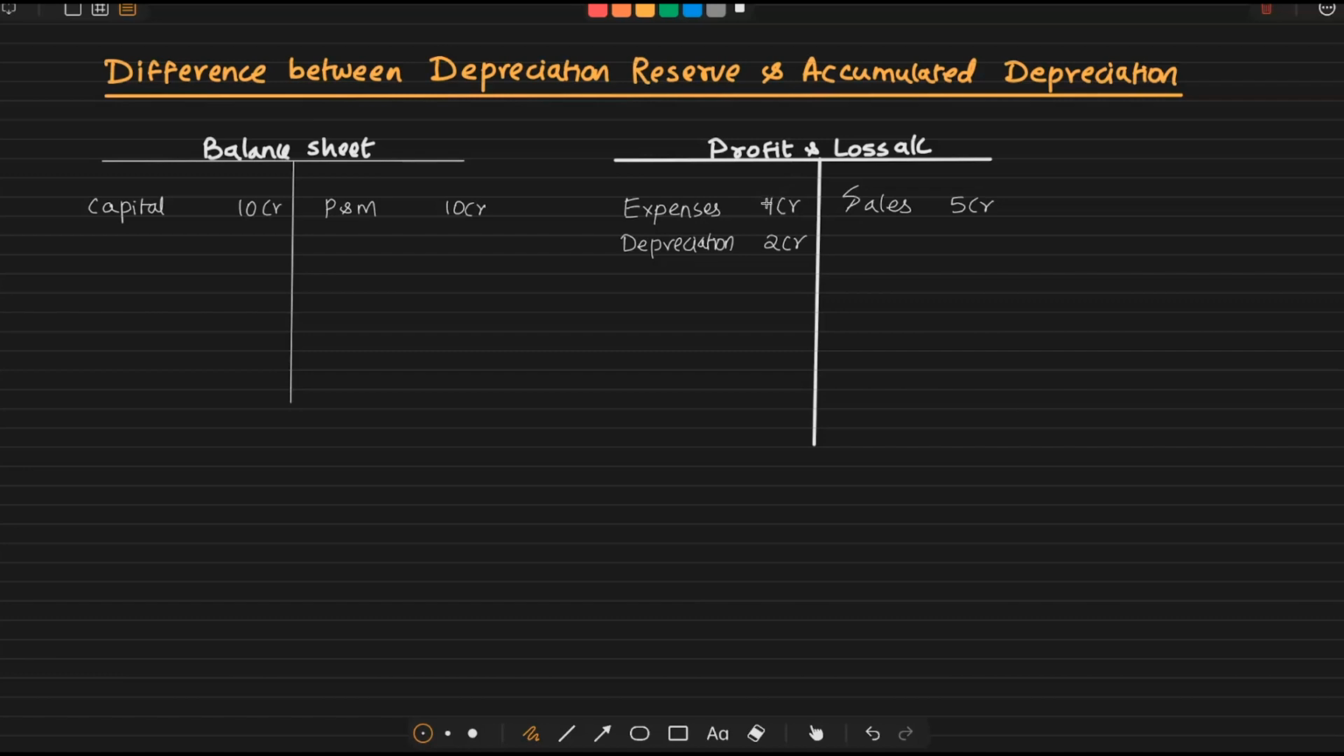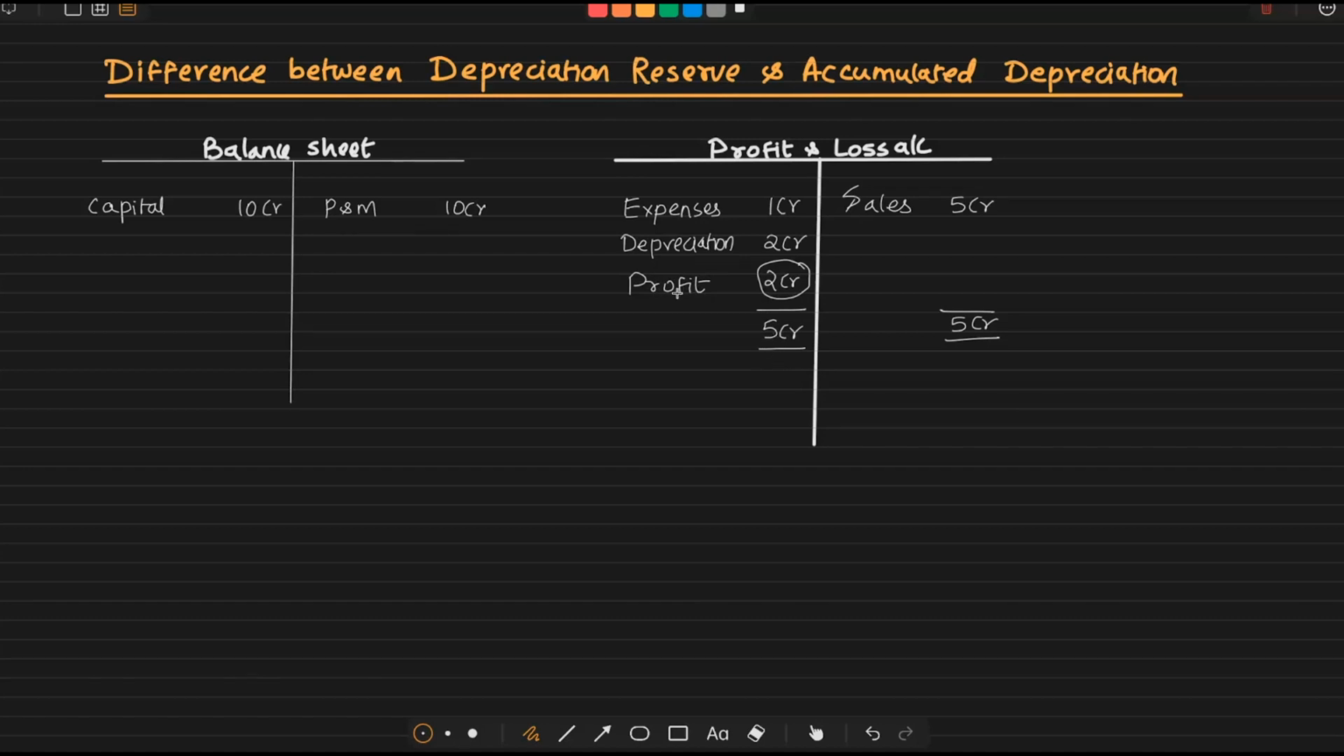I was thinking I can declare the entire 4 crore as dividend. But no, now there is an expense in the name of depreciation. So my total expense is 3 crore, sales is 5 crore. So what happened to my profit? It is not 4 crore, it has come down. Because my income is 5 crore. My expenses are 3 crore, so the balancing figure 2 crore is the profit. And it's only this profit that can be declared as dividend.